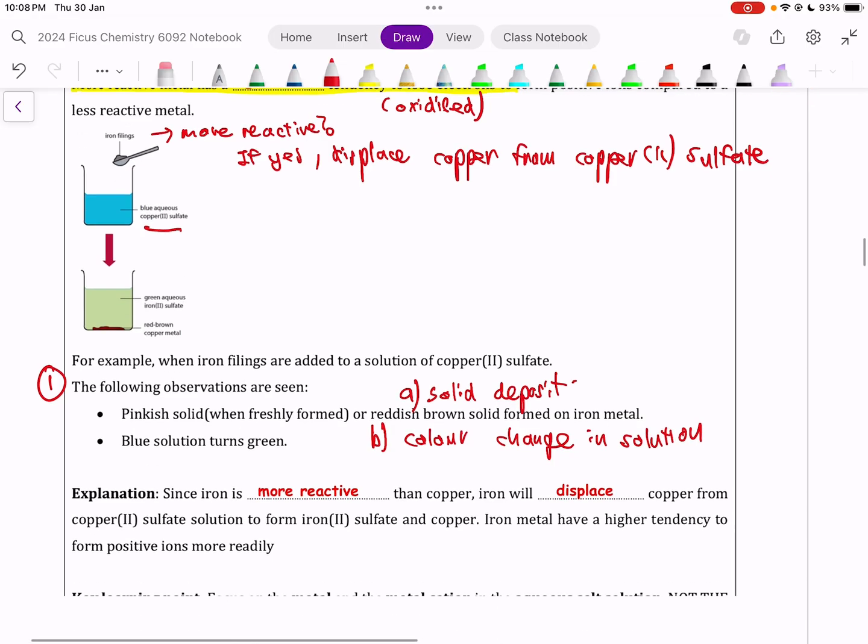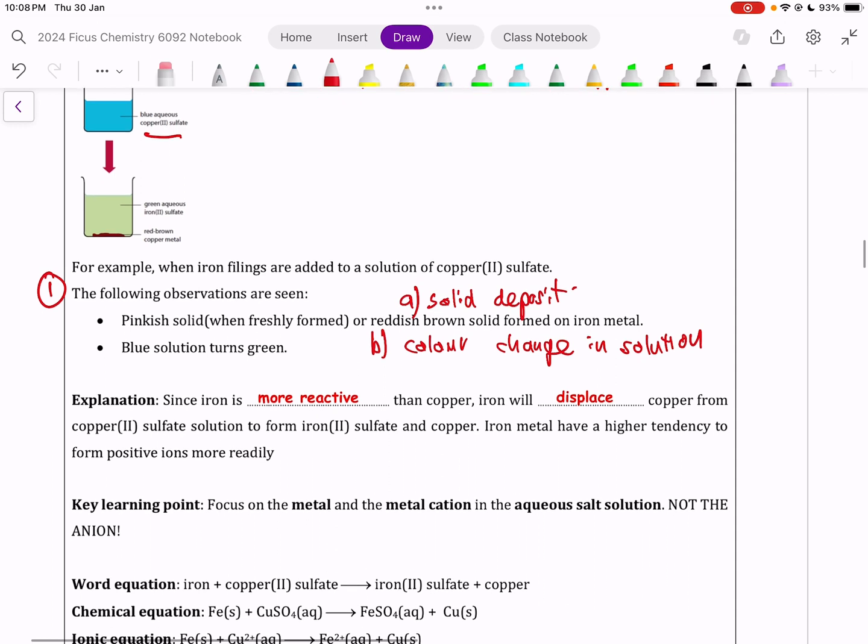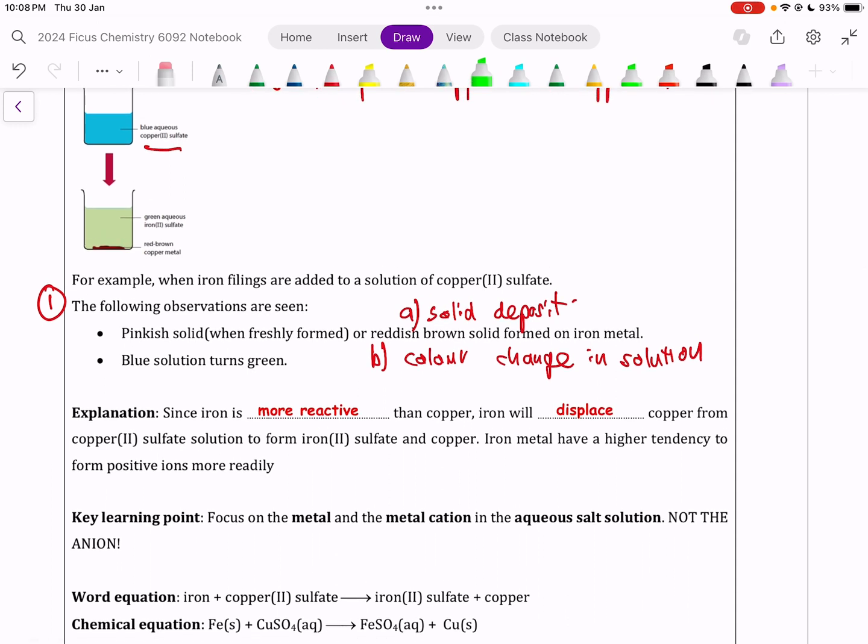Right? So the key thing is to really focus on the metal and the metal cation in the solution, not the anion in this case. Explanation is the second thing they can ask you. Same thing again. First thing, you compare reactivity, and second thing, say the effect.